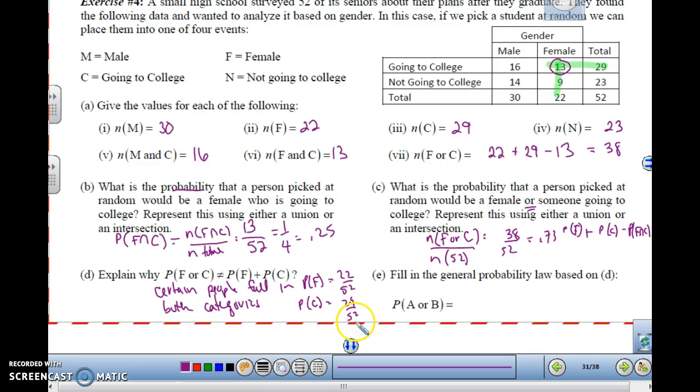So when you add those together, there's going to be an overlap. Going to college was 22. All right, so P of A or B, which can also be read as a union, P of A union B, can be written as P of A plus P of B, and then you want to minus out the intersection. So this is the overlap. You have to be careful when you're adding this that you take out the overlap.